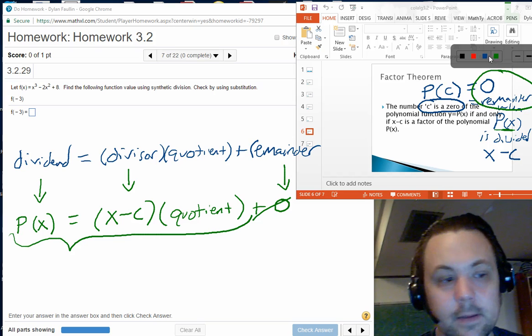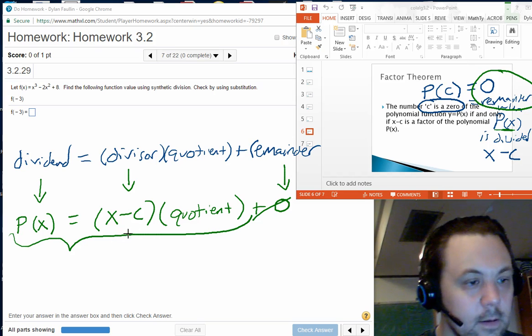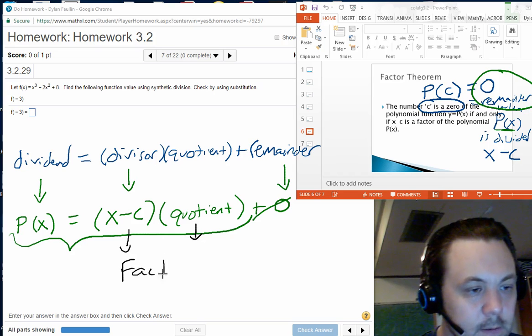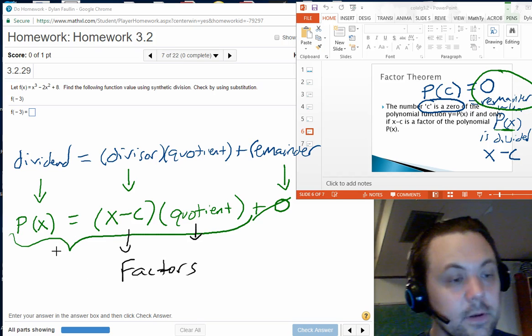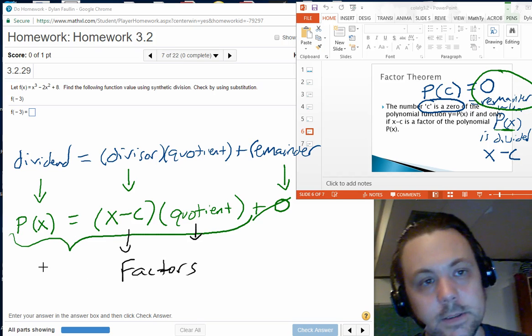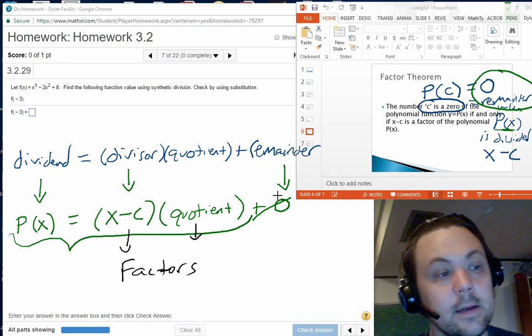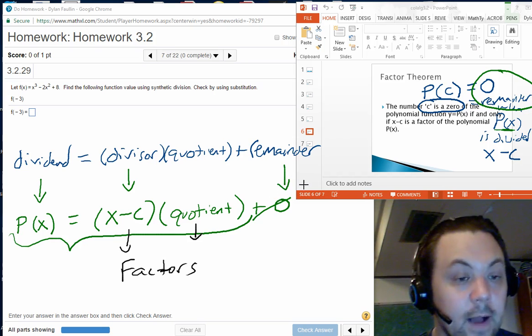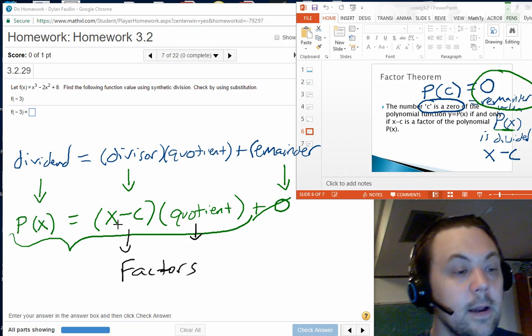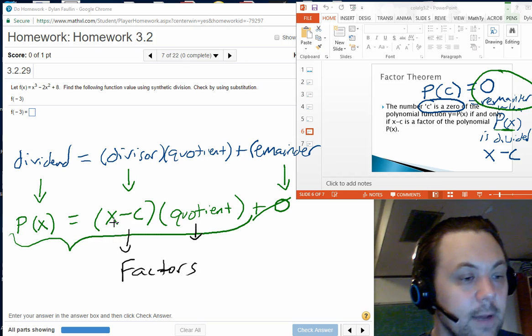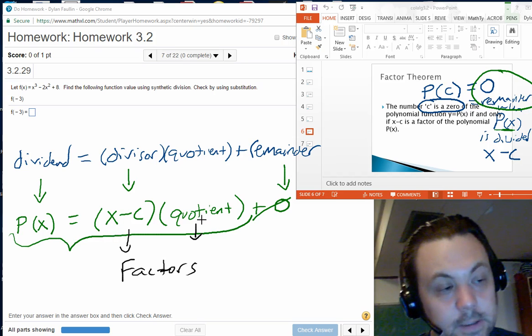So this is kind of a neat thing, right? These two things will now be factors. It's a neat thing because this gives us an avenue for factoring polynomials in a way that we couldn't factor them before. All we have to do is find situations where we divide and get a remainder of 0. Then we end up with a polynomial that is factored, right? Because we'll have x minus c as one factor, we'll have the quotient as another factor.